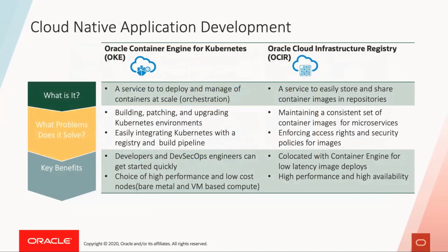Let's take a look at OKE and OCIR, Oracle Cloud Infrastructure Registry. OKE runs highly available Kubernetes clusters. It's developer friendly, it's enterprise ready, and offered as a managed service. And it keeps pace and compatibility with the CNCF ecosystem. OCIR is a container registry service that enables users to easily store and share their container images. This also allows users to pull images with Docker CLI and pull images directly into their OKE deployments.